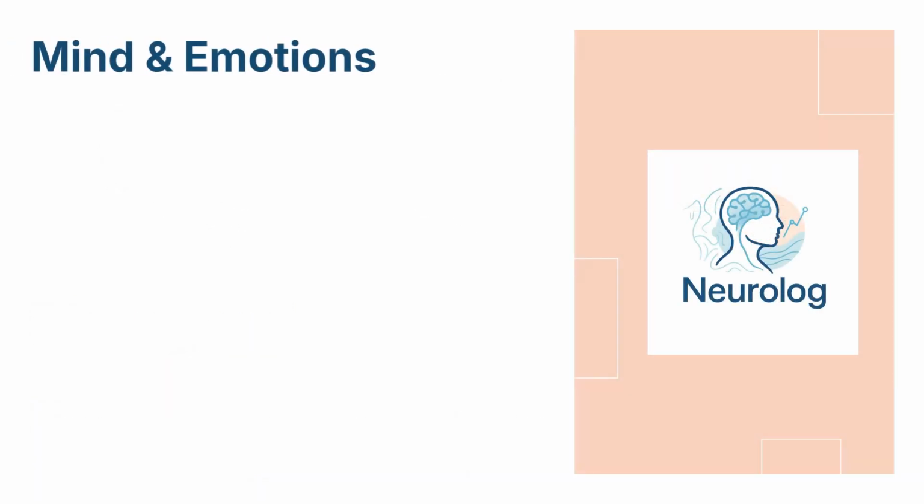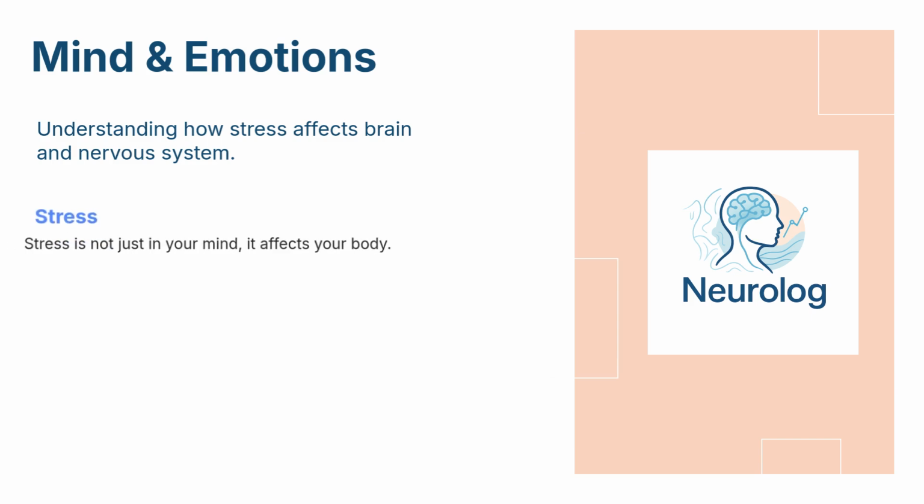Now let's look at the psychological aspect of FND. This word can cause confusion, so let's be clear. It does not mean the symptoms are imagined or fake. Instead, it's about how thoughts, emotions, and coping mechanisms can influence the brain and body. For example, stress and anxiety can increase muscle tension, trigger tremors, or make dizziness worse.